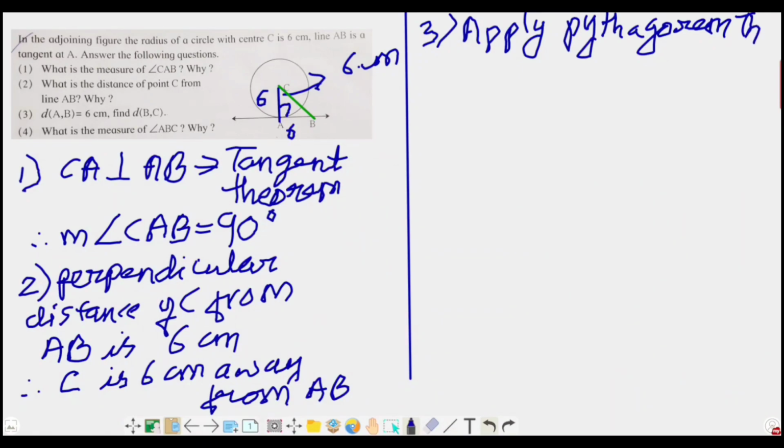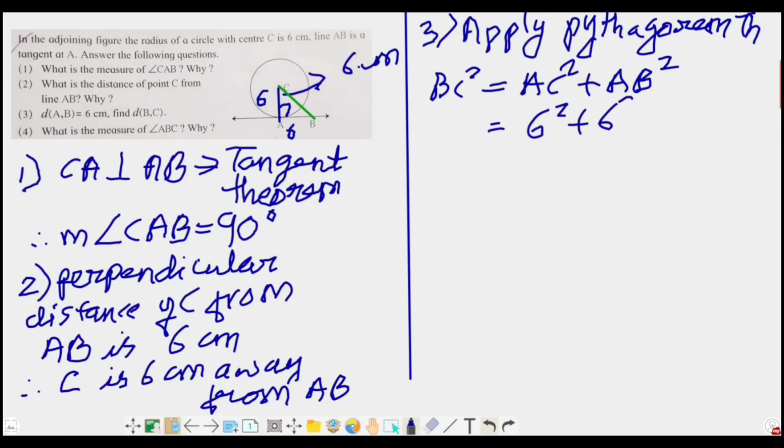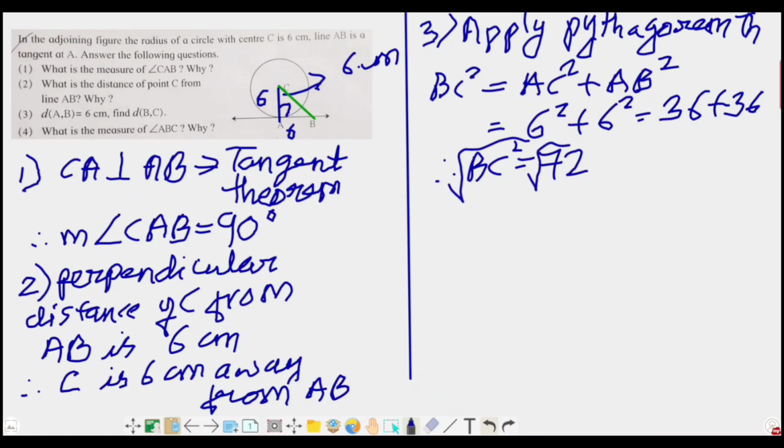Okay. So your BC is the hypotenuse. So BC square will be equal to AC square plus AB square. Now AC is 6. AB is also 6. So it will be 36 plus 36. So your BC square will be 72. When you take square root on both the side and you solve, your BC will be 6 root 2 centimeter. Understood?